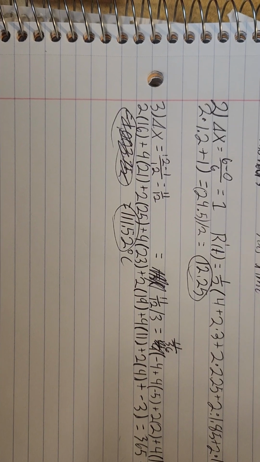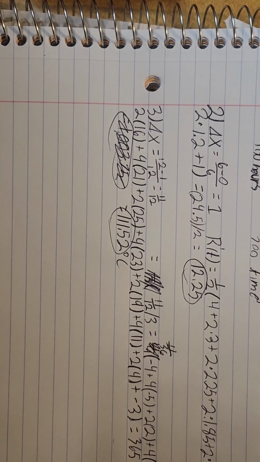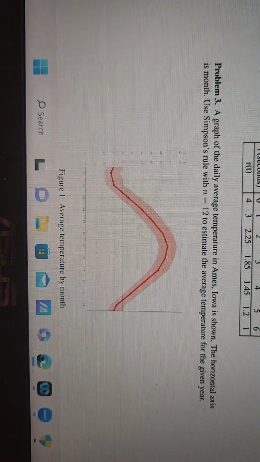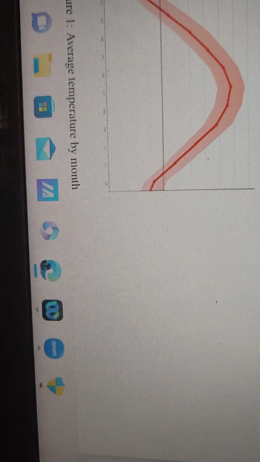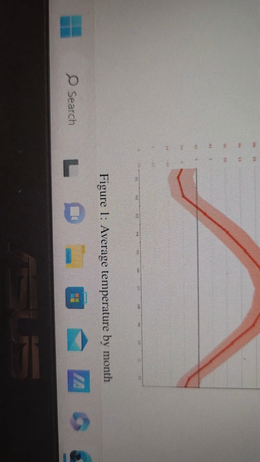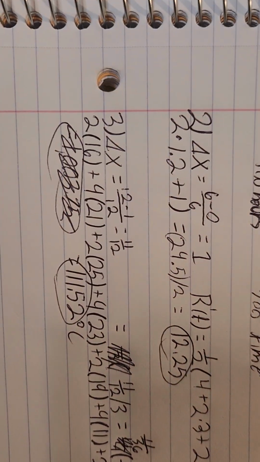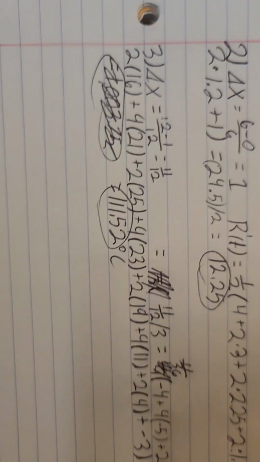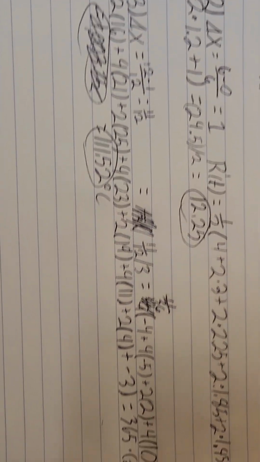For number 3, it's a little more complicated. You have to use Simpson's rule instead of the trapezoidal rule. And your delta x is, well, use this, right? So your b is going to be 12 because that's the 12th month. Your a is going to be 1, and there are 12 data points. So 12 minus 1 over 12 for n equals 11/12.